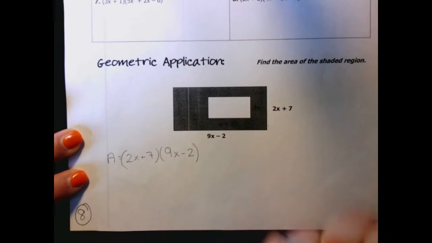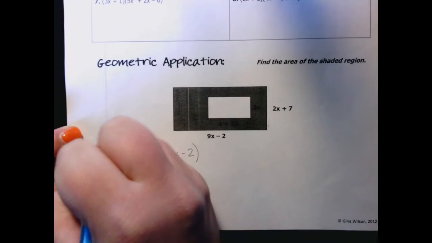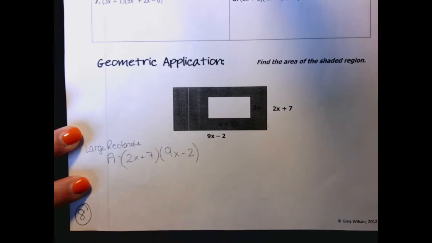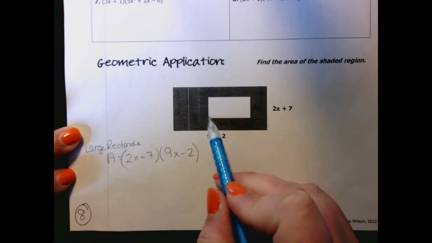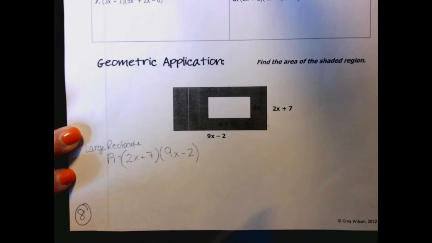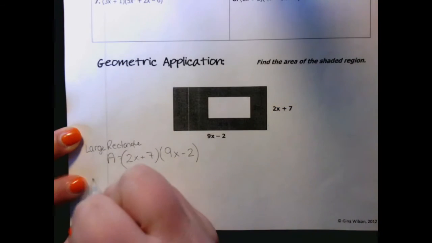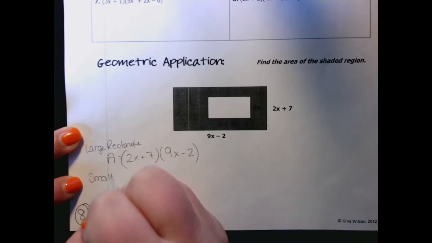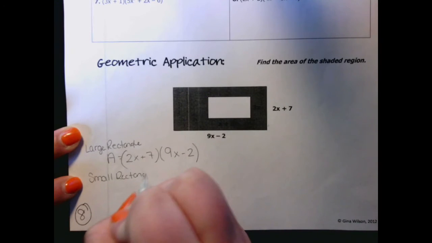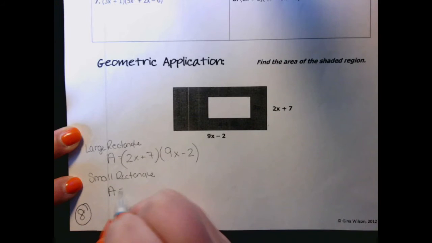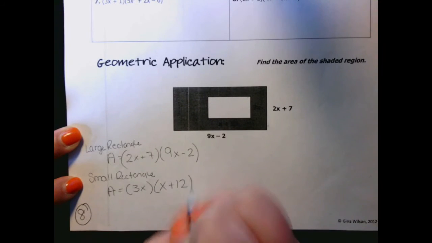Okay, so that's the area of our larger rectangle. And then to multiply that out, you use your FOIL method. And then we need to find the area of this smaller rectangle. I know it's kind of hard to see on the video, but we have this as 3x, and this side is x plus 12. So we're going to multiply those together, smaller rectangle, 3x times x plus 12.